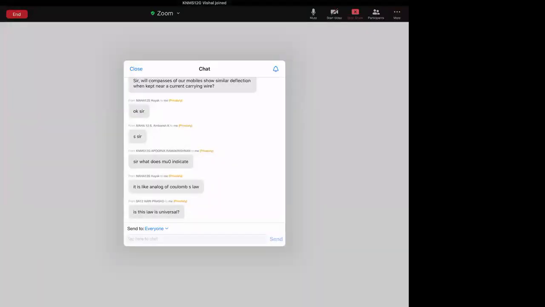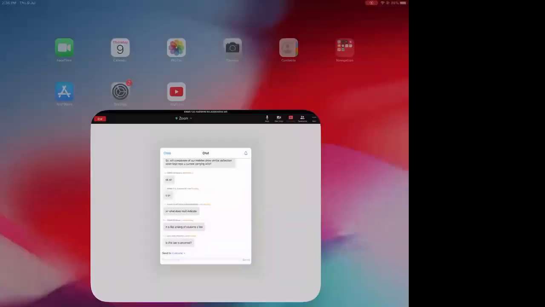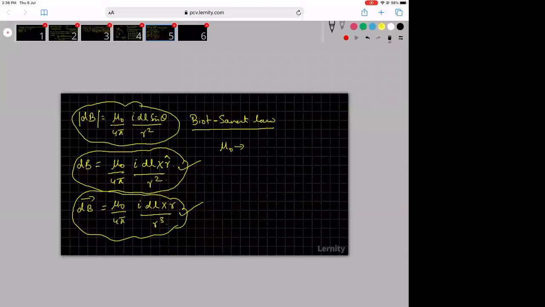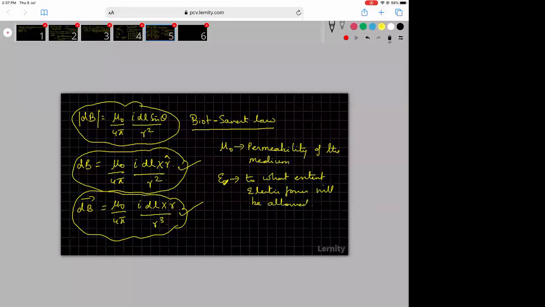It is looking like Coulomb's law. You are right. It's mu naught, just as you have epsilon naught, which indicates the permittivity of the medium. Mu naught is a constant which deals with the permeability of the medium. Epsilon naught tells you to what extent electric forces will be allowed. Same way, mu naught here will tell you to what extent magnetic forces will be allowed.